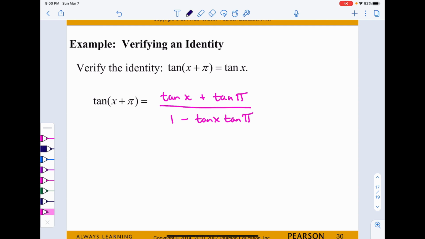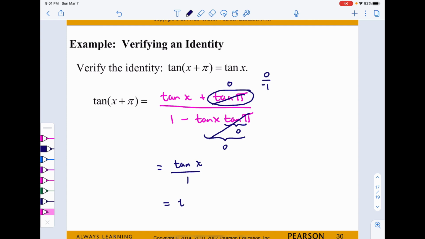And now if we start simplifying some things down, if I have tangent of x, I can't simplify, but tangent of pi, what do we know about the tangent of pi? Well, that would be our sine over cosine, so we would have a 0 over -1, which means that's going to be 0. And if tangent of pi is equal to 0, anything times 0 is going to be 0. So what are we left with? We're left with a tangent of x divided by 1, which is just our tangent of x, which is what we were trying to get in the end.